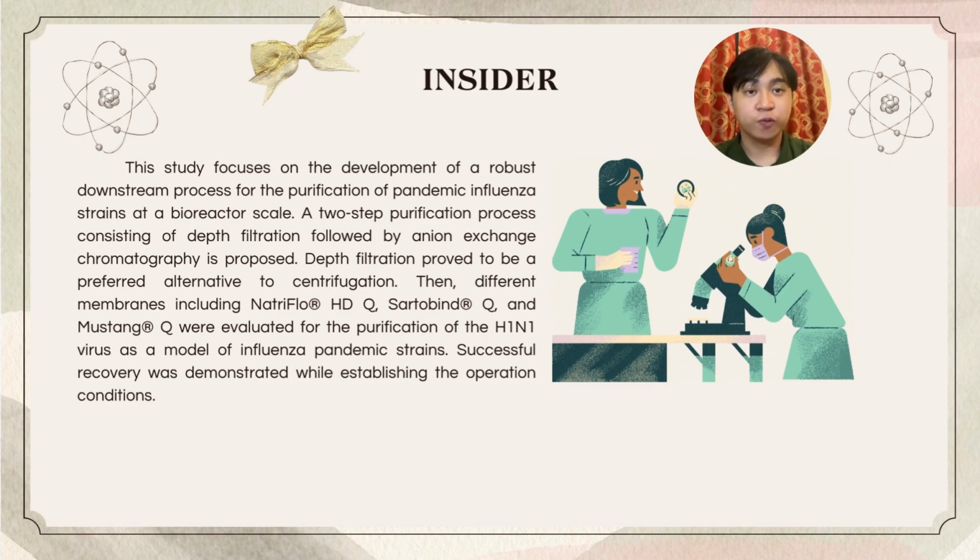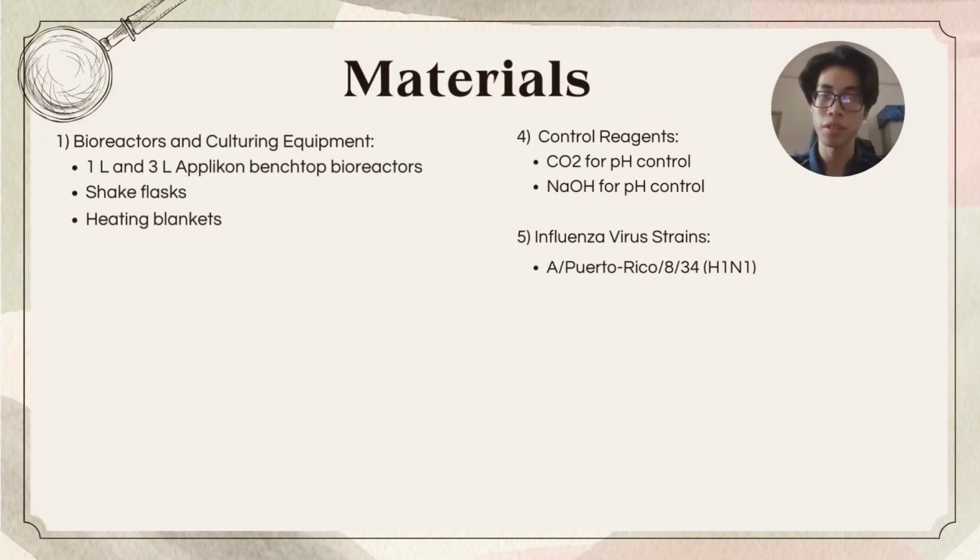The filtration proved to be a preferred alternative to centrifugation. Then different membranes including Natrix HQ, Sartobind Q, and Mustang Q were evaluated for the purification of the H1N1 viruses as a model of influenza pandemic strains. Successful recovery was demonstrated while establishing the operation conditions. The next part is materials.